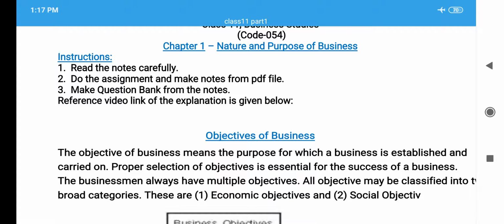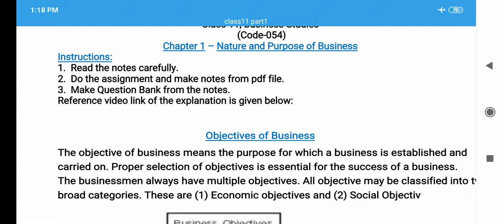So before starting, I just want to give you some instructions: again you have to go through and read the notes carefully, then do the assignments which are given at the end of your PDF file, and make your own question banks and your notes as well. I hope you have understood chapter 1, business, profession and employment, very well.